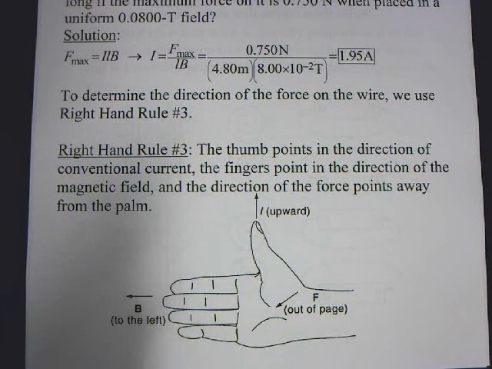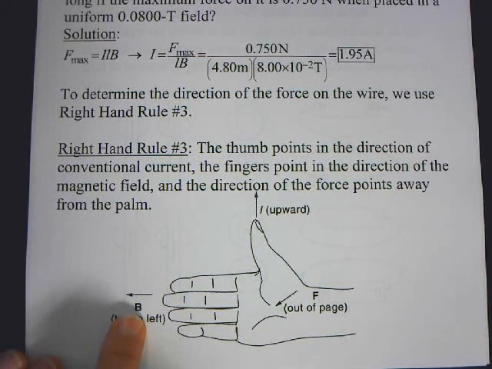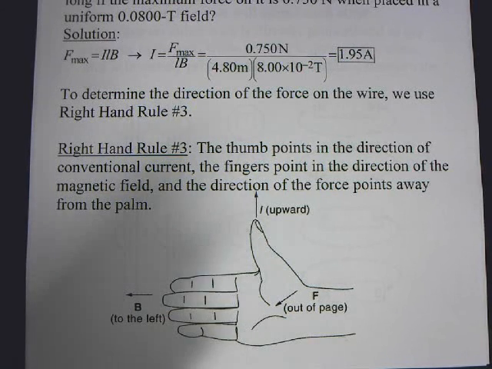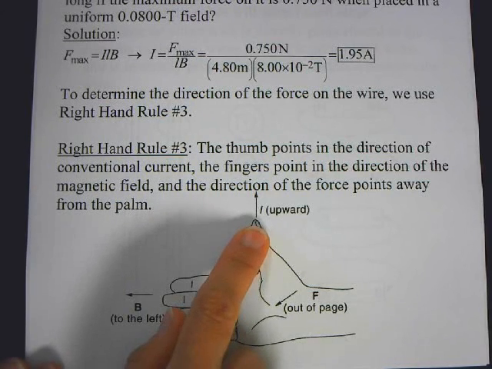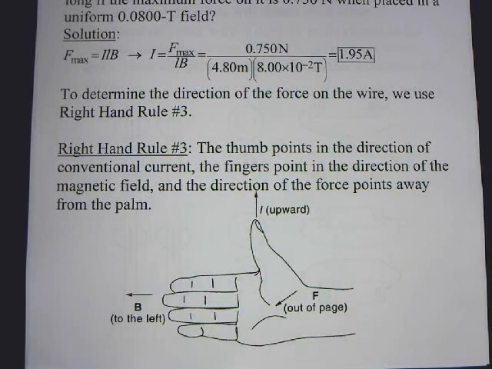So whenever you're using the right-hand rules, whatever one it is, the fingers are always going to be B, and the way your palm faces is always going to be F. The difference is that this way the thumb is current, and in the first one it's going to be the velocity. Okay? So you have to practice.